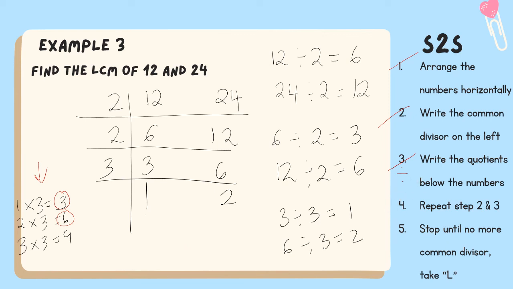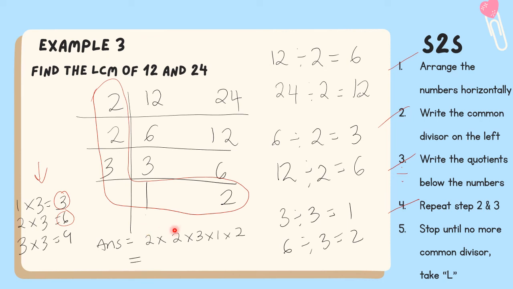And then step 5, stop until no more common divisor, take L. So I'm going to take this shape L, and then my answer is 2 times 2 times 3 times 1 times 2. So we're going to multiply all these numbers. 2 times 2 is 4, 4 times 3 is 12, 12 times 1 is 12, 12 times 2 is 24.